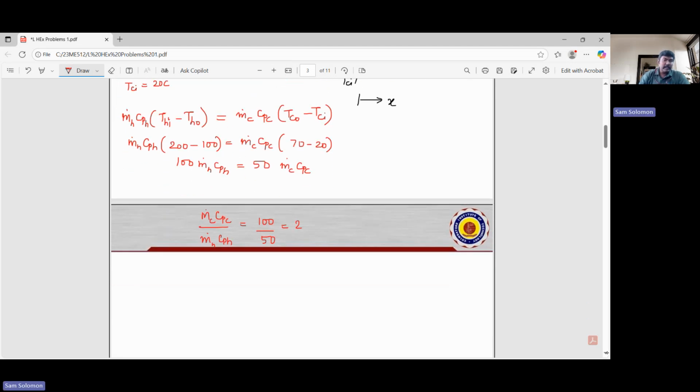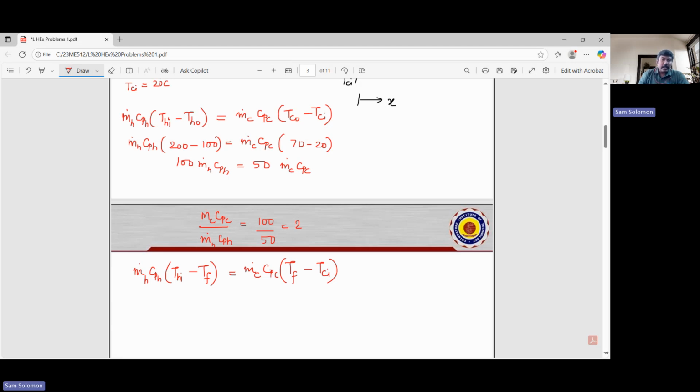So we can write m dot h Cph times (Thi minus Tf), because that is the minimum temperature to which the hot fluid can be cooled. That is equal to m dot c Cpc times (Tf minus Tci), because this is the maximum temperature to which the cold fluid can be heated up.